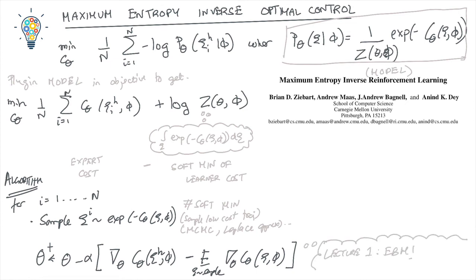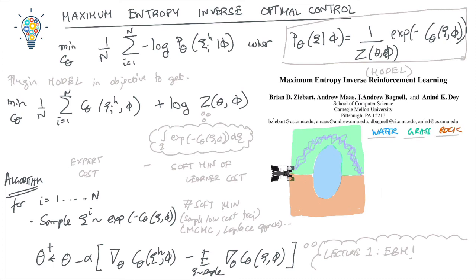It should remind you a lot of the EBM methods that we saw in lecture 1, where you want to make the human look cheap and all other trajectories look expensive. Let's take a look at what the algorithm does in this pathological example.